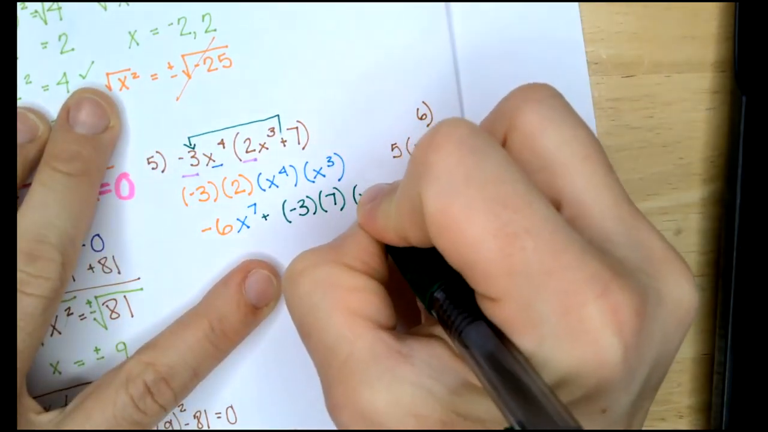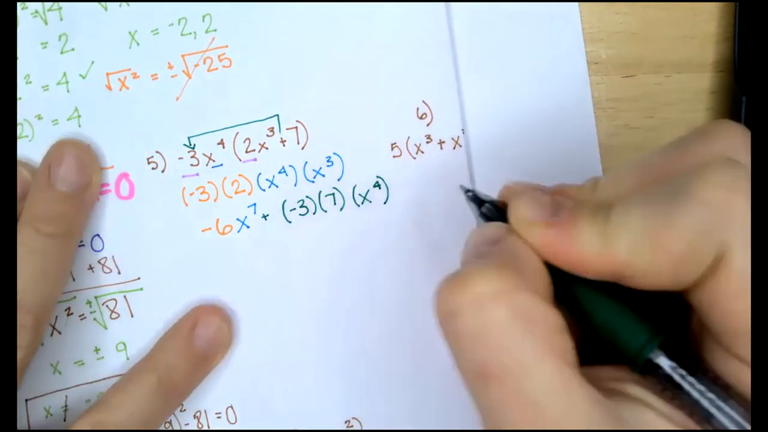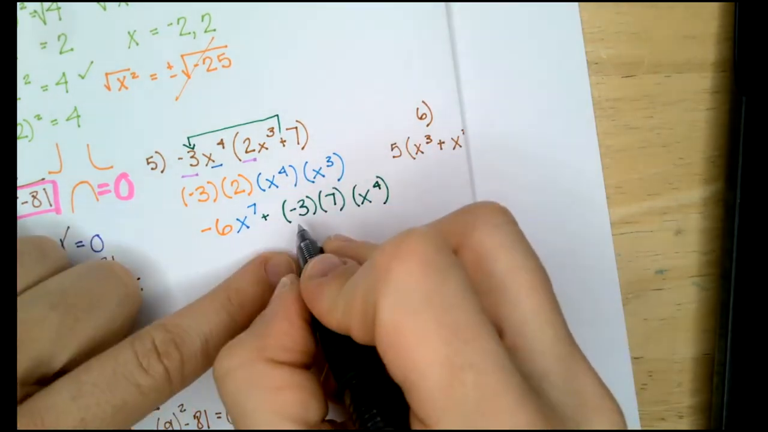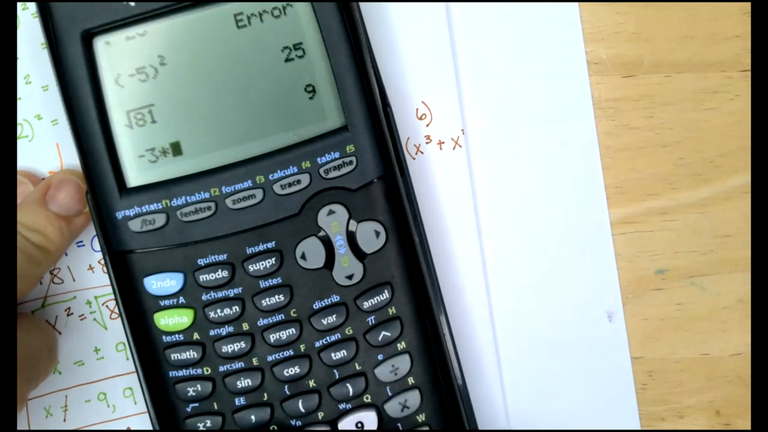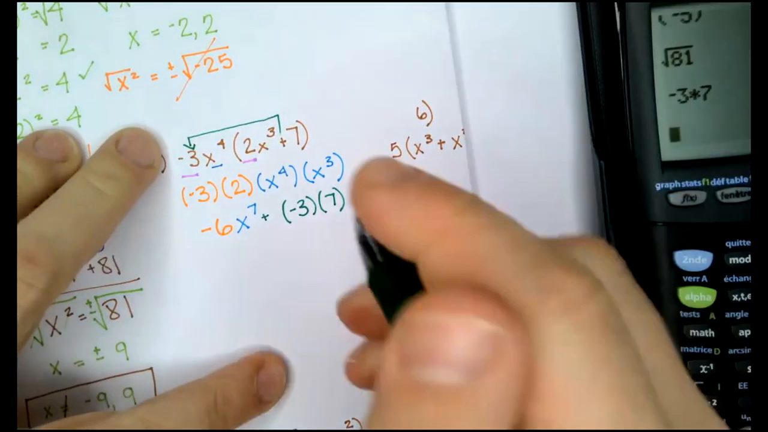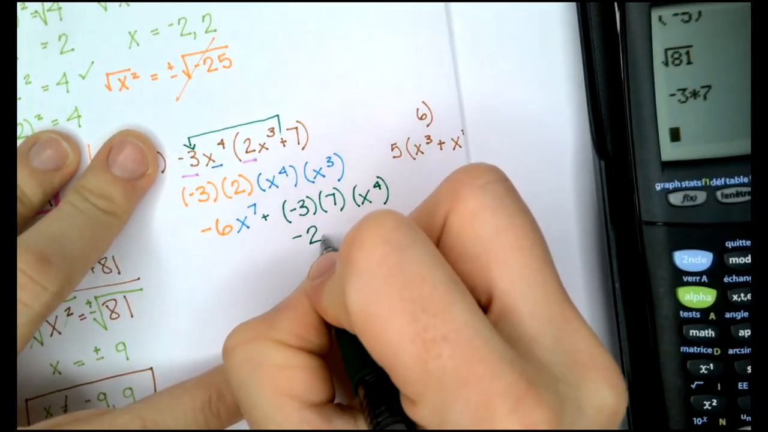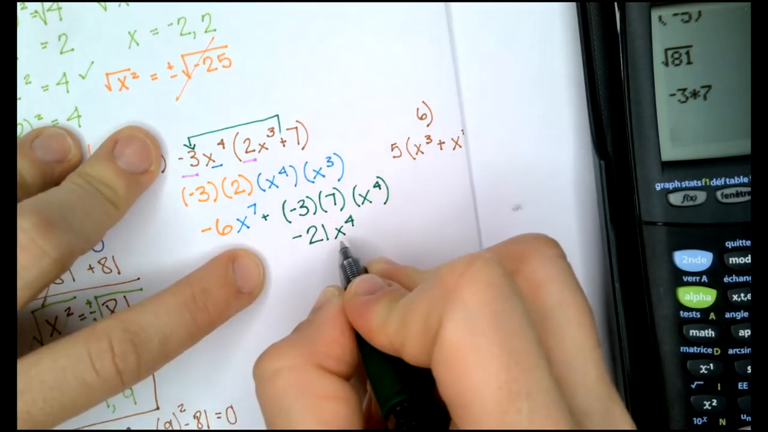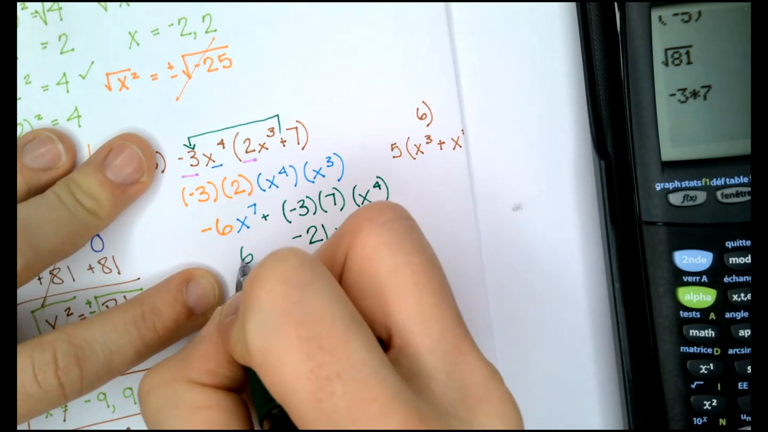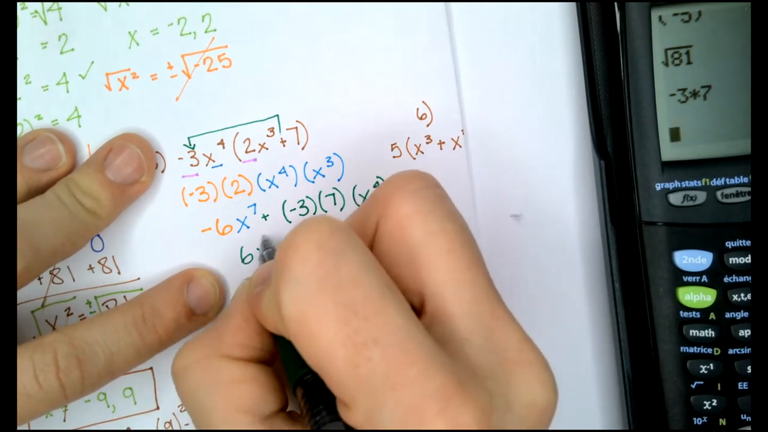And then it only has an x to the 4th, so we're just going to multiply it by x to the 4th. -3 times a +7, a negative times a positive is going to be a negative, right? So that's a -21x to the 4th. So you can say plus -21x to the 4th, or you can just say minus 21x to the 4th.